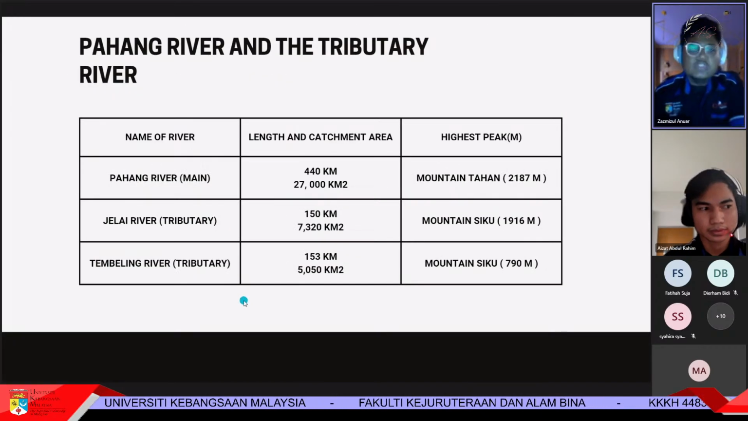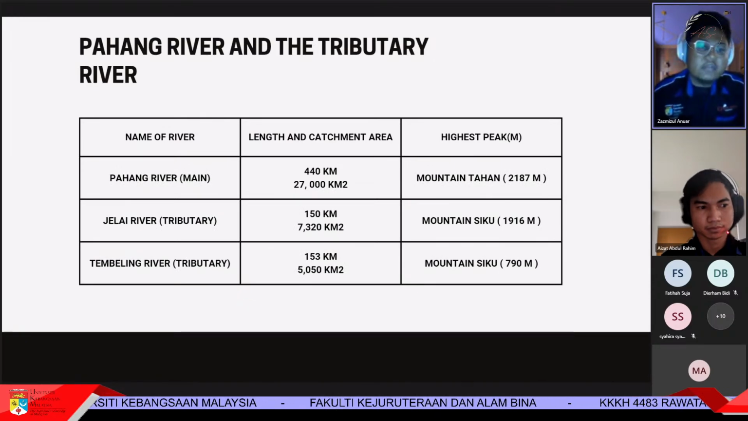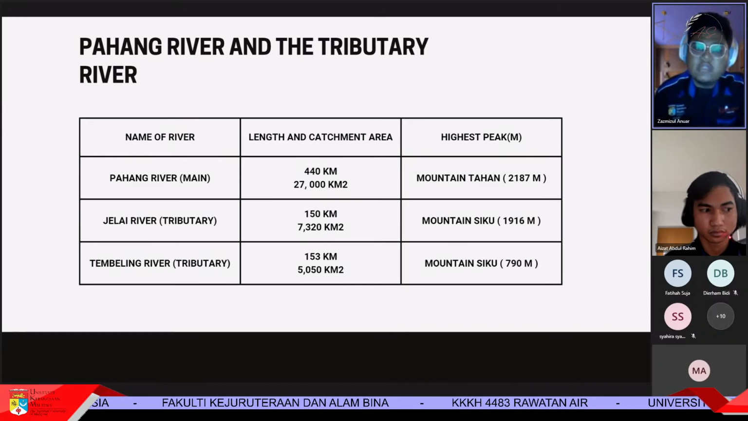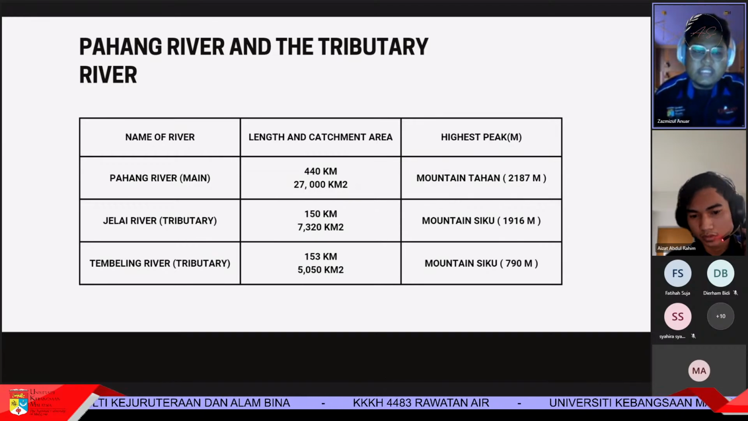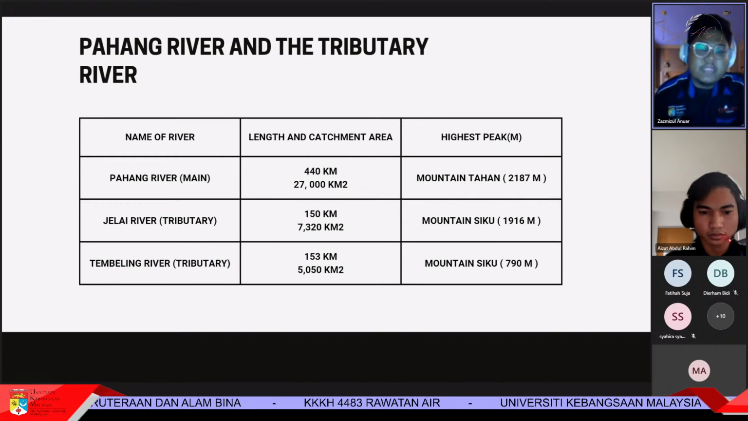So this is the Pahang River and the tributary rivers, and this shows the characteristics such as the length, the catchment area and the highest peak. For the Pahang River, we can see the length is around 440 kilometers, the catchment area is around 37,000 square kilometers, and the highest peak is at Mount Tahan, which is 2,187 meters.